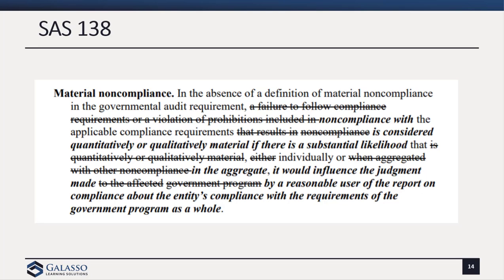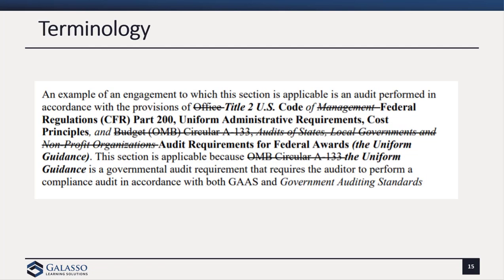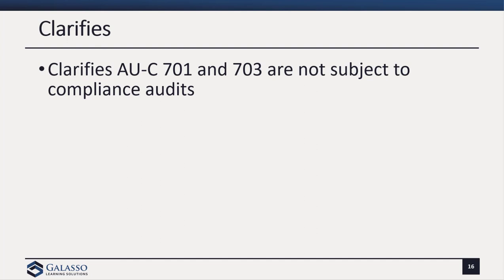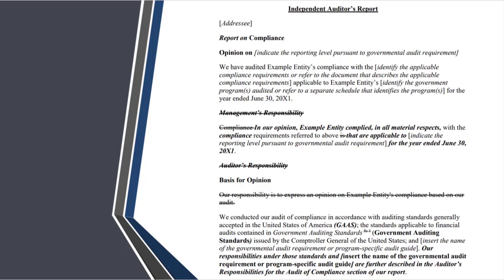So they're kind of giving the same language that we have in SAS 138, which is for those financial statements. You'll notice the movement away from OMB A-133 to referencing Title 2 Part 200, which is the uniform guidance. So a little bit more clarity there. And then it does clarify that AUC Section 701, which is CAM, and 703, which is related to the employee benefit plans, are not subject to compliance audits. So when we are doing a compliance audit under 935, these are two additional sections we would not apply.